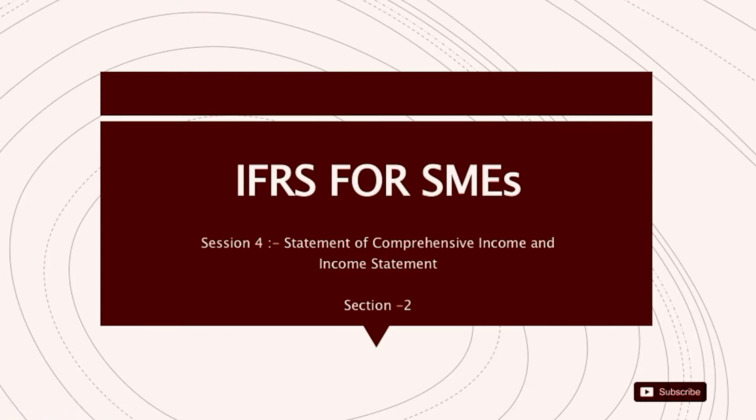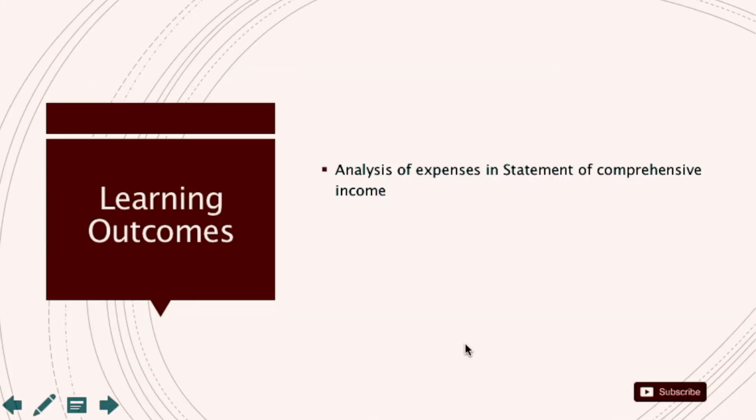In this session, we will be discussing Section 5 of IFRS for SMEs, which deals with the statement of comprehensive income. Now let's move on to the learning objective. After completing this session, you will have an understanding of the analysis of expenses in the statement of comprehensive income, which generally means what are the options available for SMEs for reporting the expenses. Now let's move on.